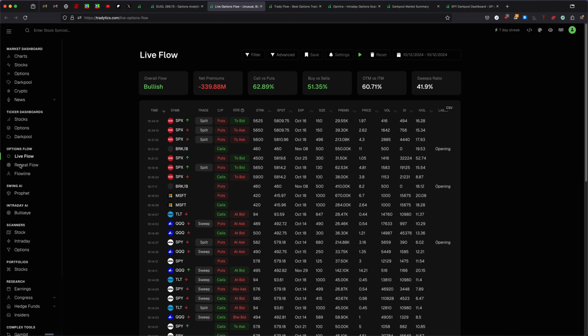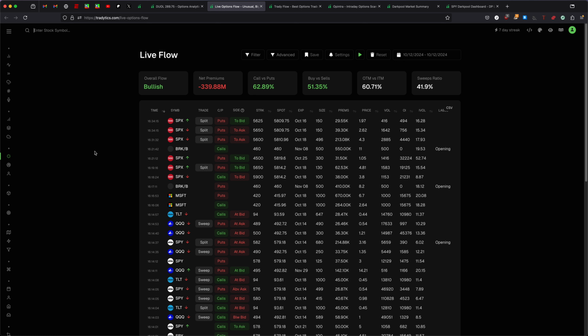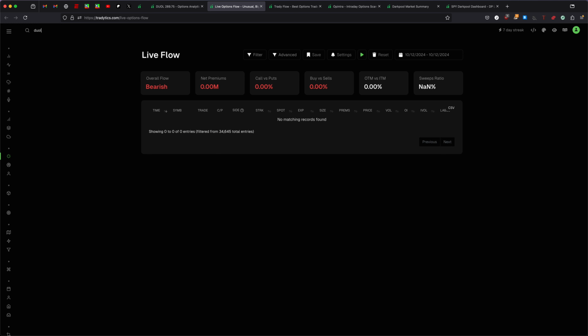This is the live flow from the options flow, live flow tab. This is where, when the market's open, it's going to be populating live in real time. And when the market's closed, when you pull this up, you're just getting the previous day's flow. Okay. And there's none for Duolingo.